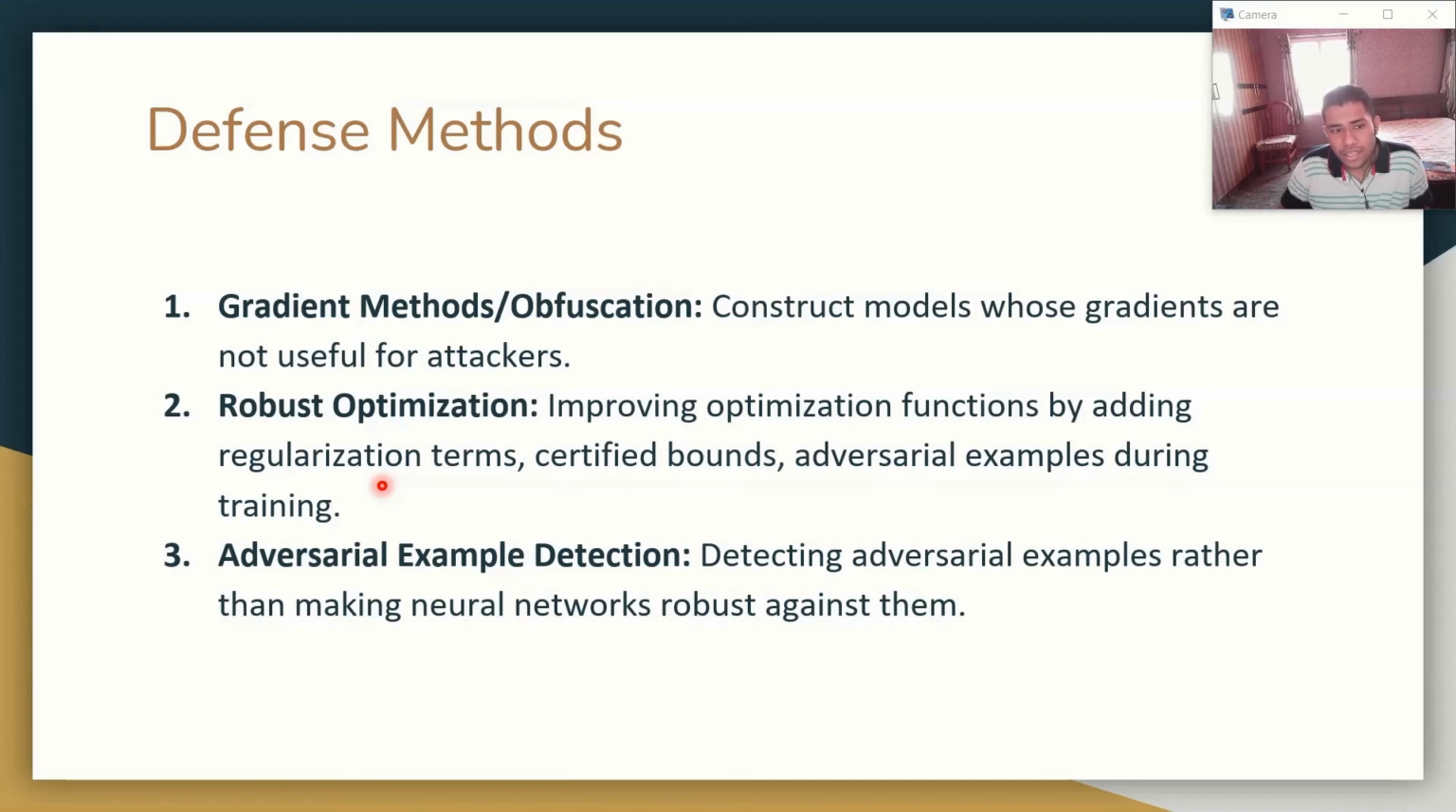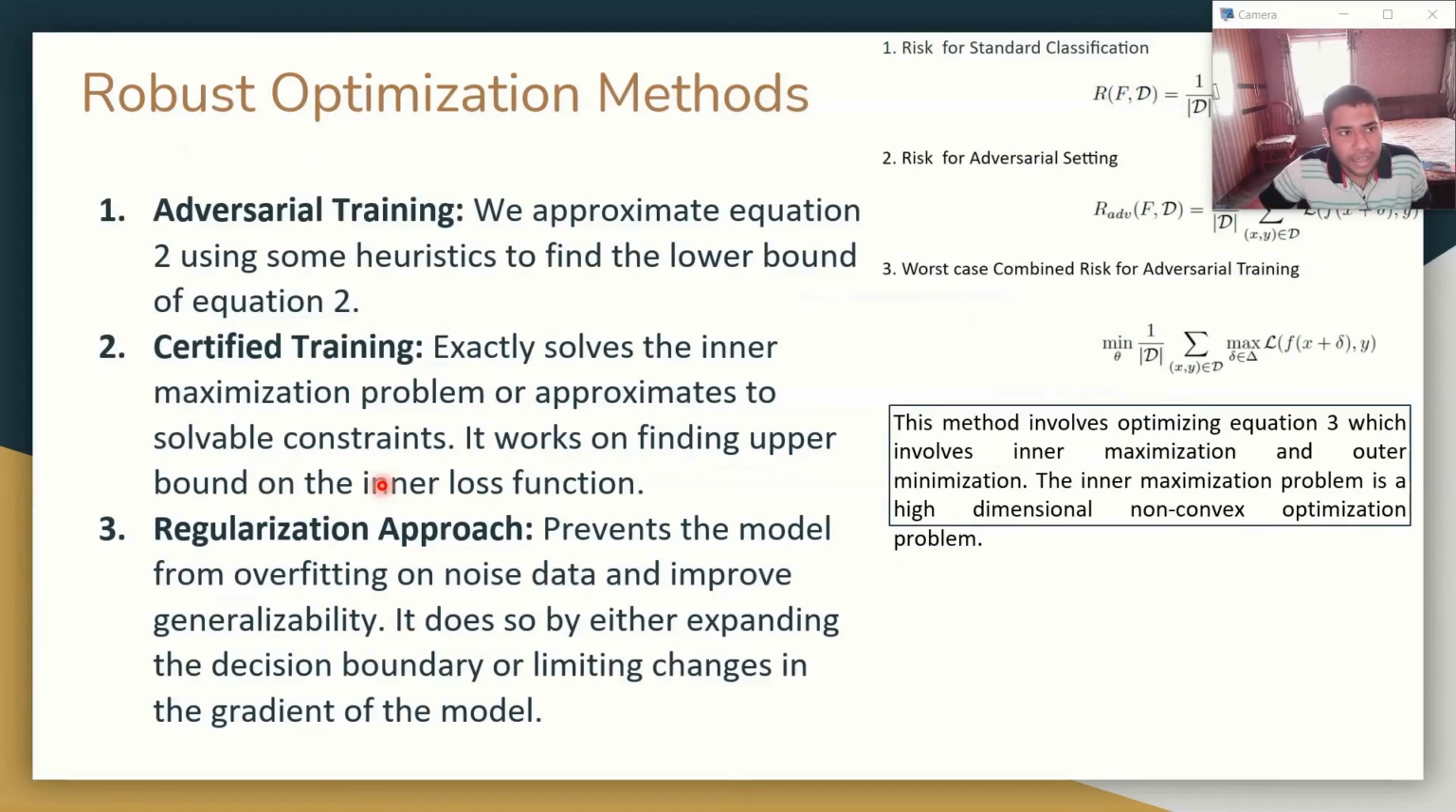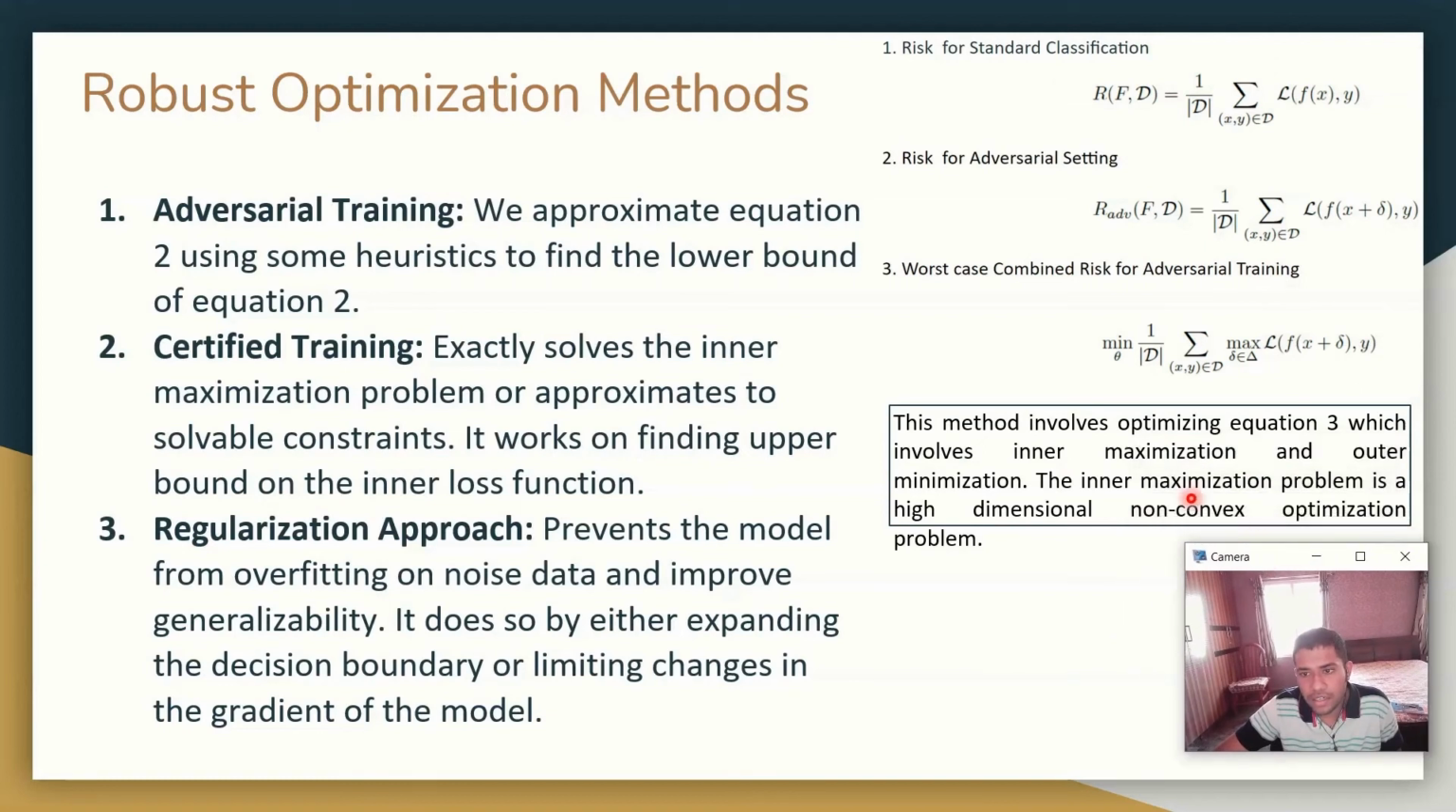So here, instead of doing any kind of optimization, we basically detect adversarial examples rather than making neural networks robust against them. We can do this by either detecting some kind of statistical outliers or trying to train separate subnetworks which detect adversarial examples as such. And then we have these robust optimization methods which we are going to discuss further in this slide.